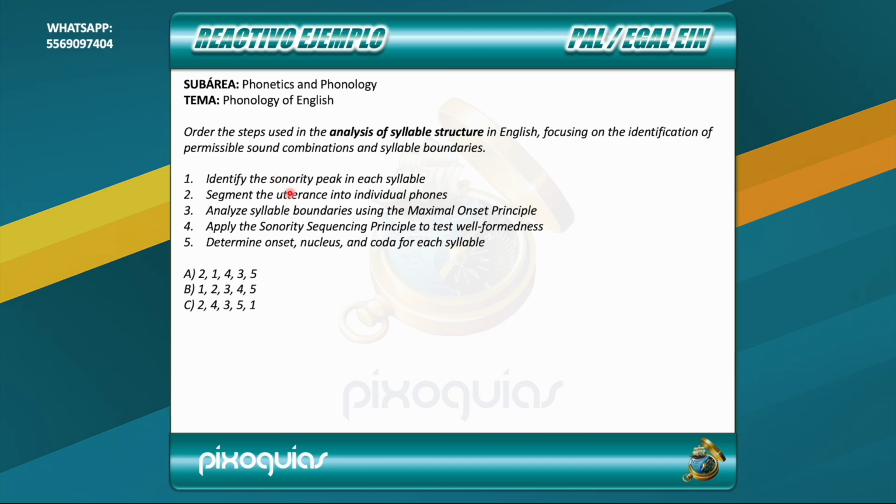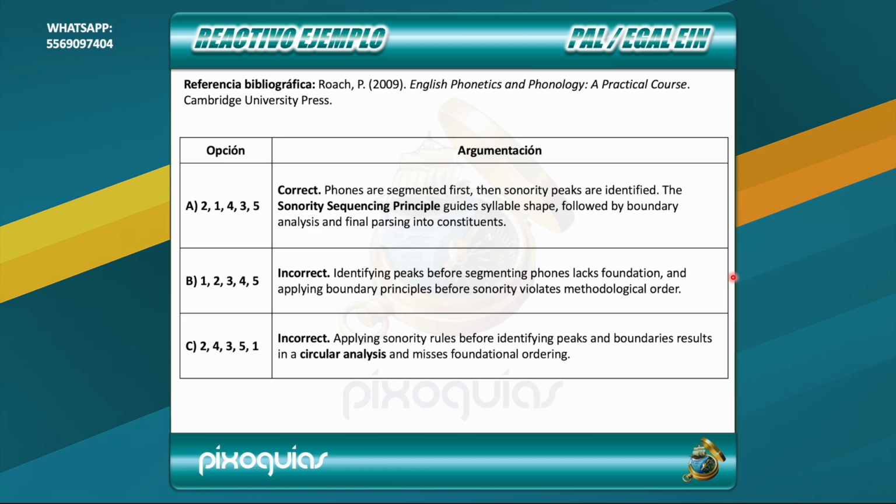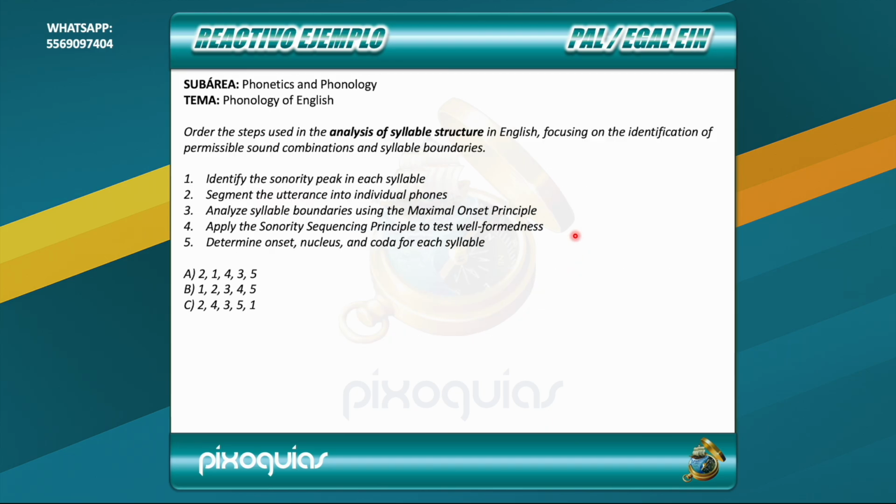This exercise is from the topic Phonology of English. Order the steps used in the analysis of syllable structure in English, focusing on the identification of permissible sound combinations and syllable boundaries. Correct answer is A. This is 2, 1, 4, 3, 5. Let's check it out.